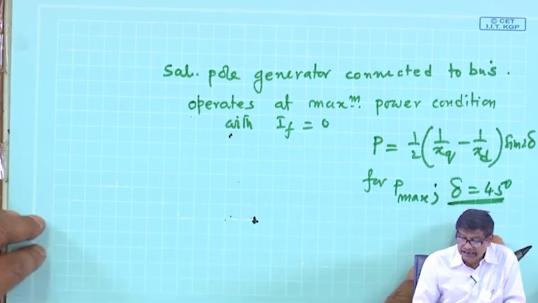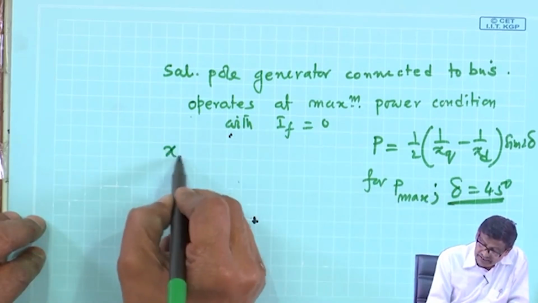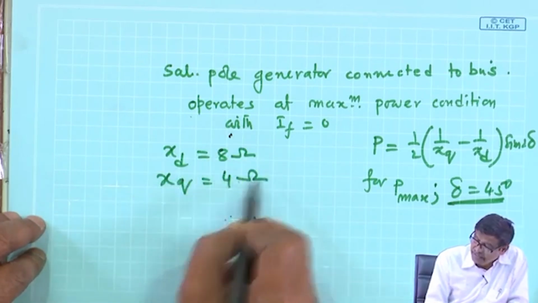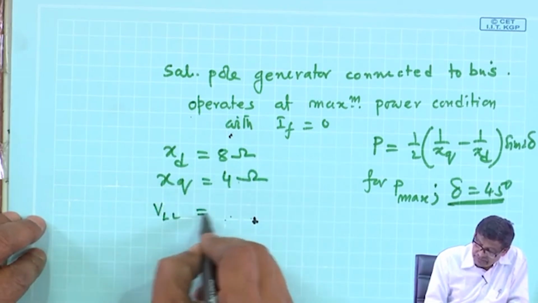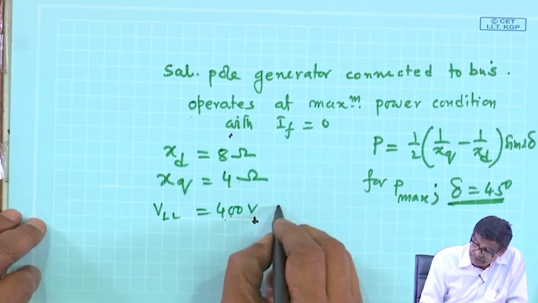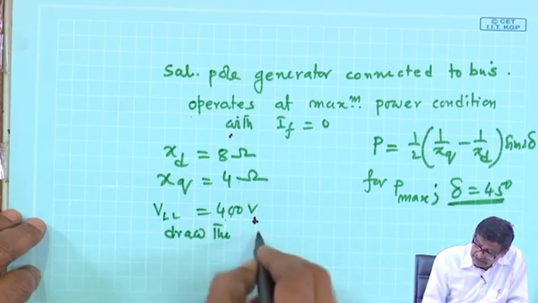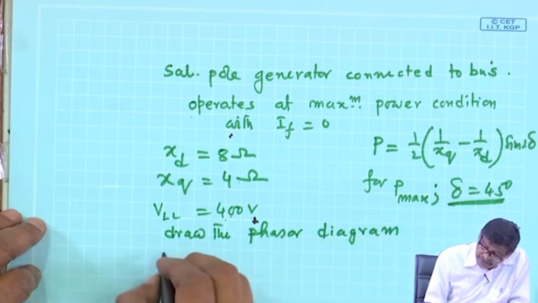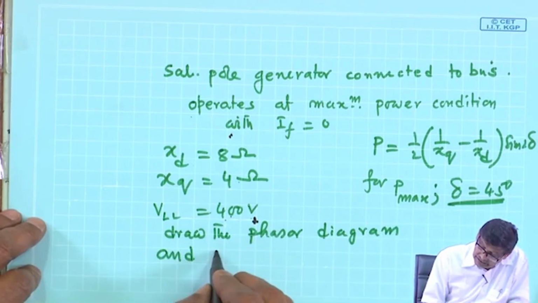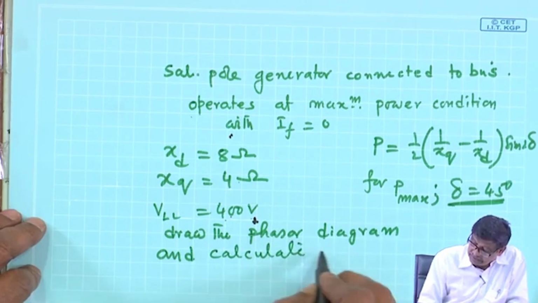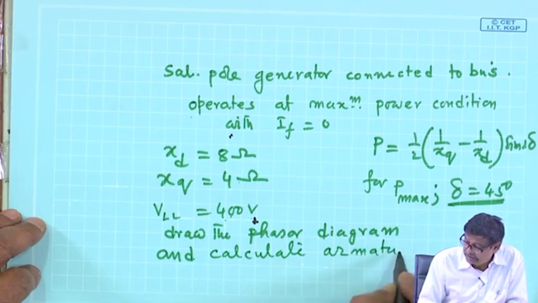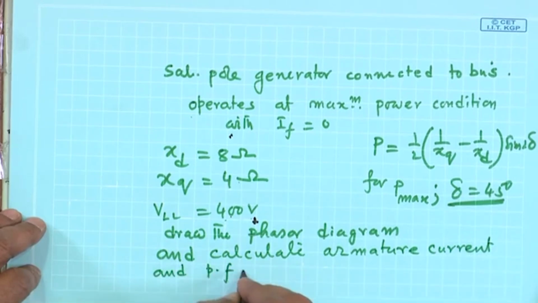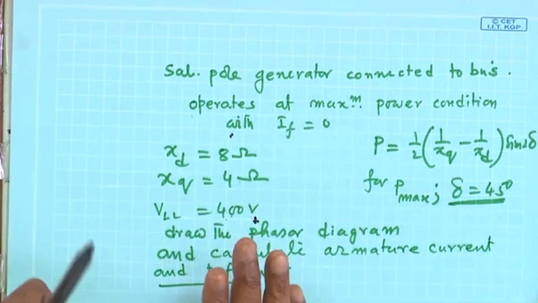Understood, and I can draw the phasor diagram of the machine. If I say XD equal to 8 ohm, XQ equal to 4 ohm, V line to line is 400 volt, draw the phasor diagram and calculate armature current and power factor. This you try to solve drawing the phasor diagram on your own, giving proper argument.